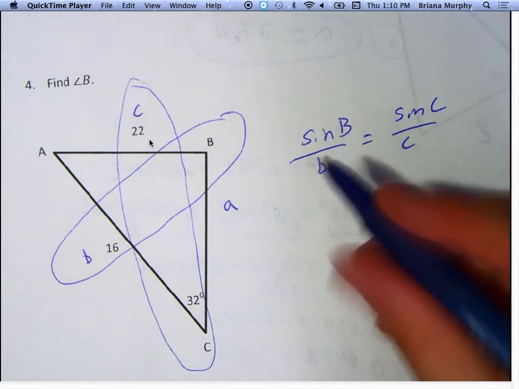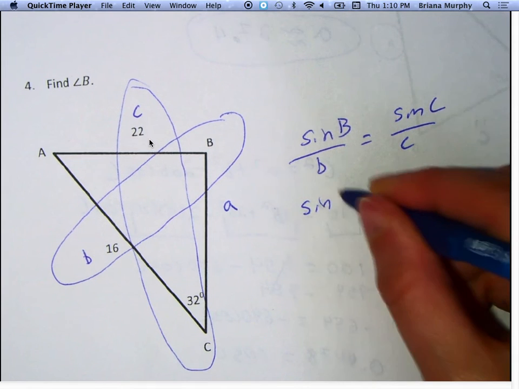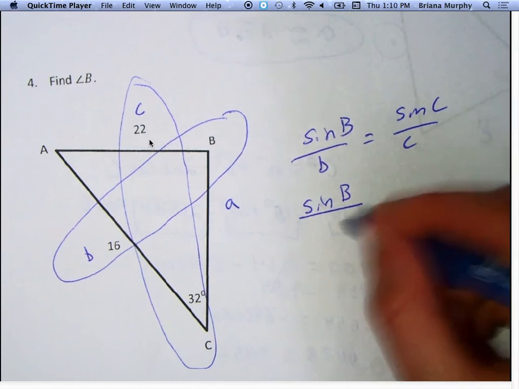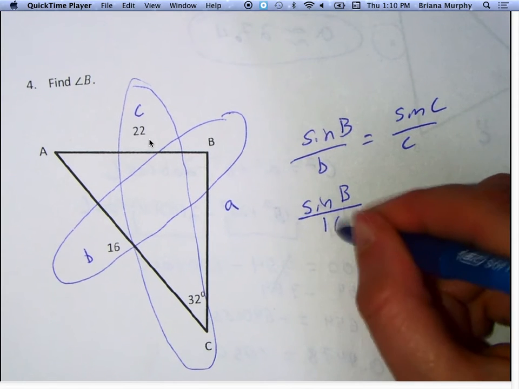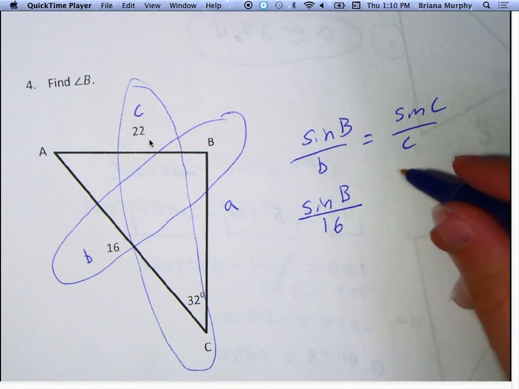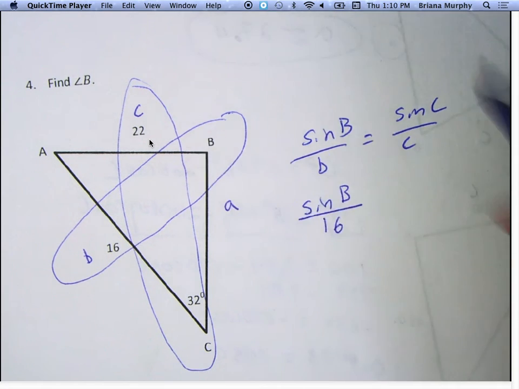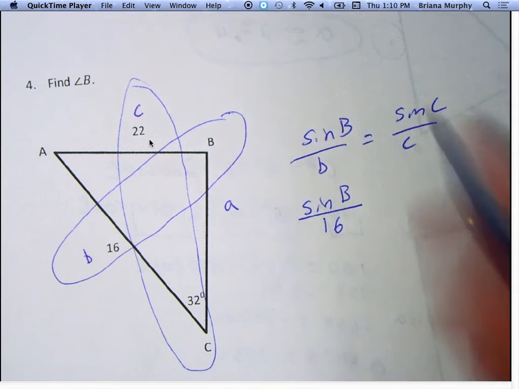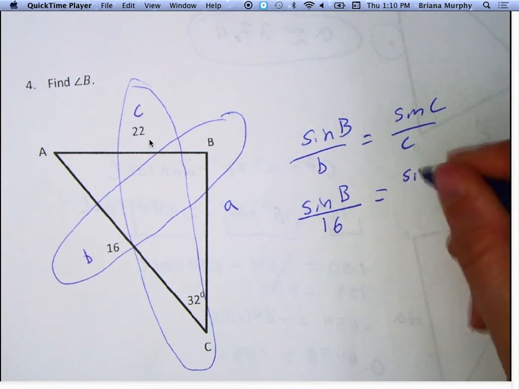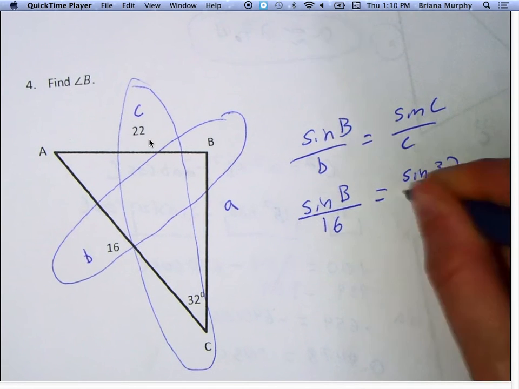So I'm going to say sine B, my angle I don't know, over my side, which is 16. We don't know that it's 90 degrees. I know it looks like it could be 90 degrees, but these are not drawn to scale. I use the same triangle for everything. I just stick in different numbers. It's harder to do that, and it's not a scale drawing. We're not engineers. Okay, equals sine 32 over 22.